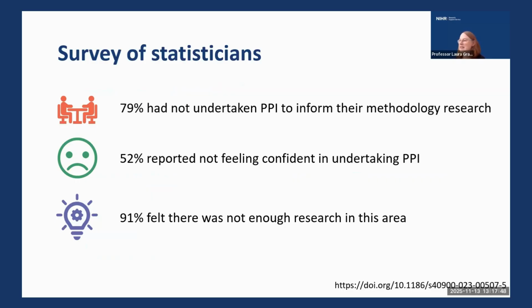So the first thing we did was conduct a survey of statisticians. We wanted to see did the wider community of statisticians feel like we did at Leicester. And thank you to those who took part in the survey. There might be some of you here today. Of those that responded, just under 80% had not undertaken PPI to inform their methodological research. About half didn't feel confident, and 91% felt that there wasn't enough research in this area. So that really spurred us on to think about what we could do to improve this situation.